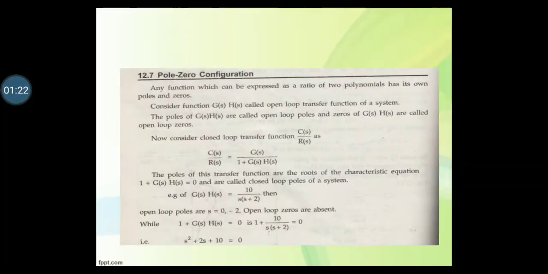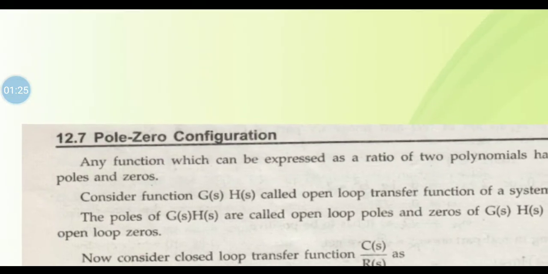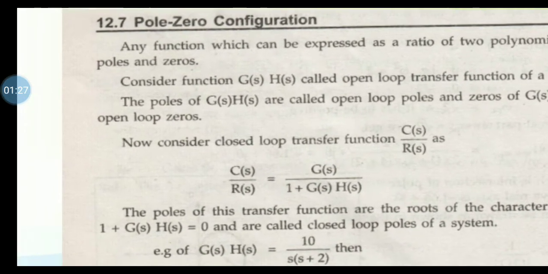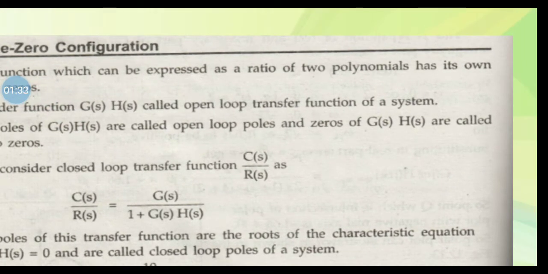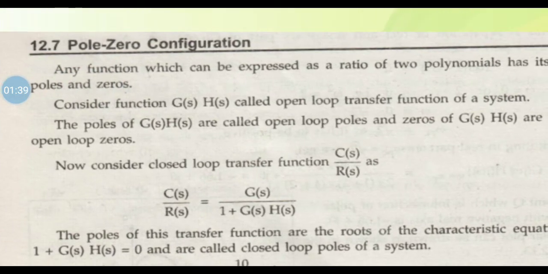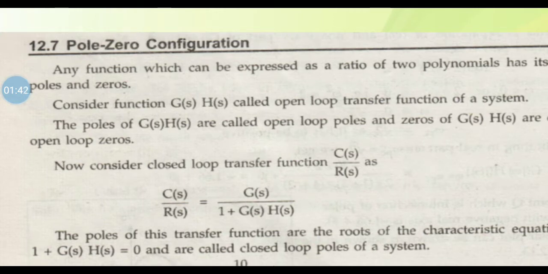Pole zero configuration. It is said that any function which can be expressed as a ratio of two polynomials has its own poles and zeros. We'll consider a function G(s)H(s), called the open loop transfer function of a system. Then the poles of G(s)H(s) are called open loop poles, and the zeros of G(s)H(s) are called open loop zeros.